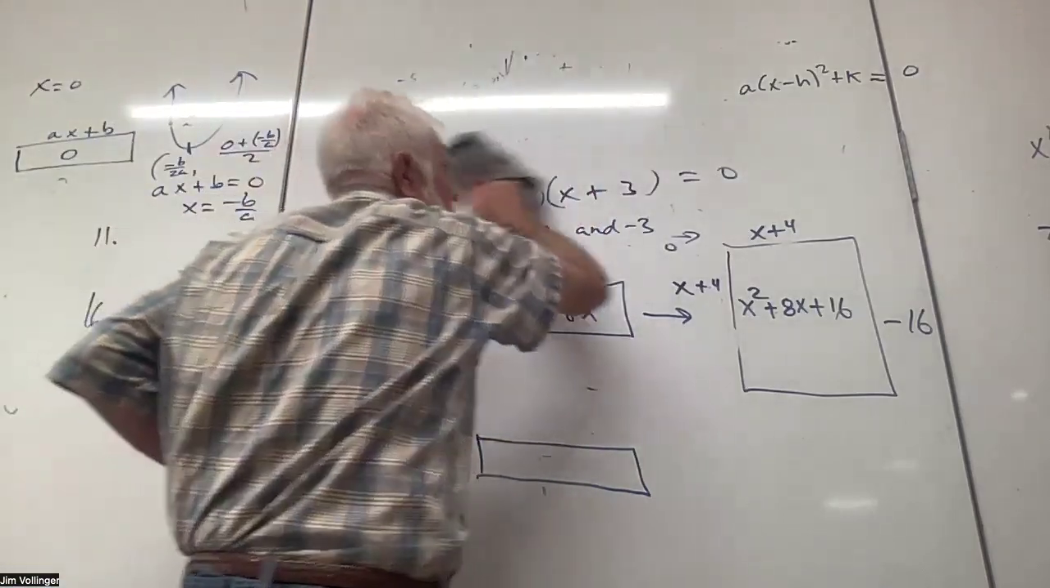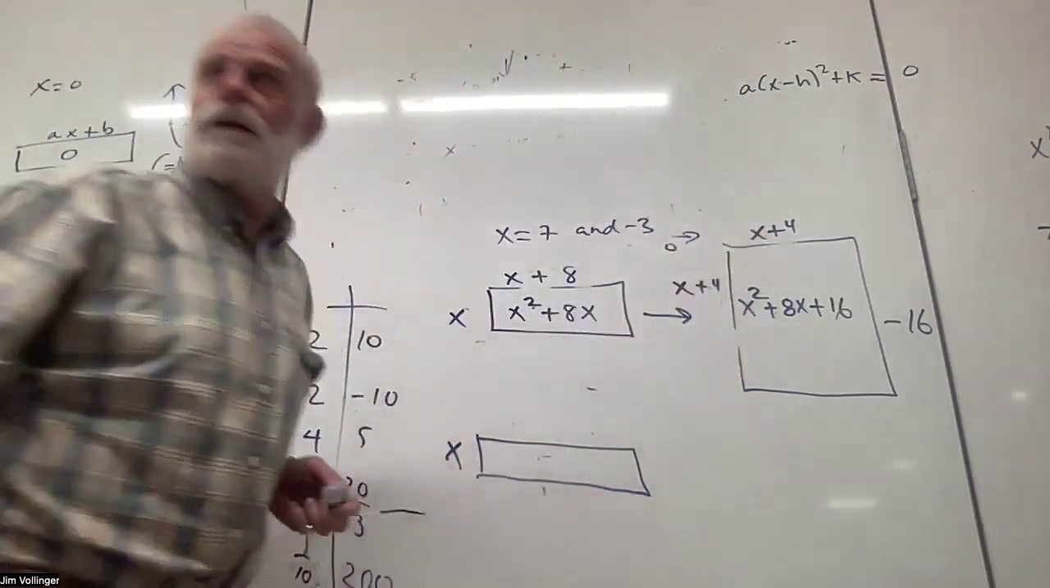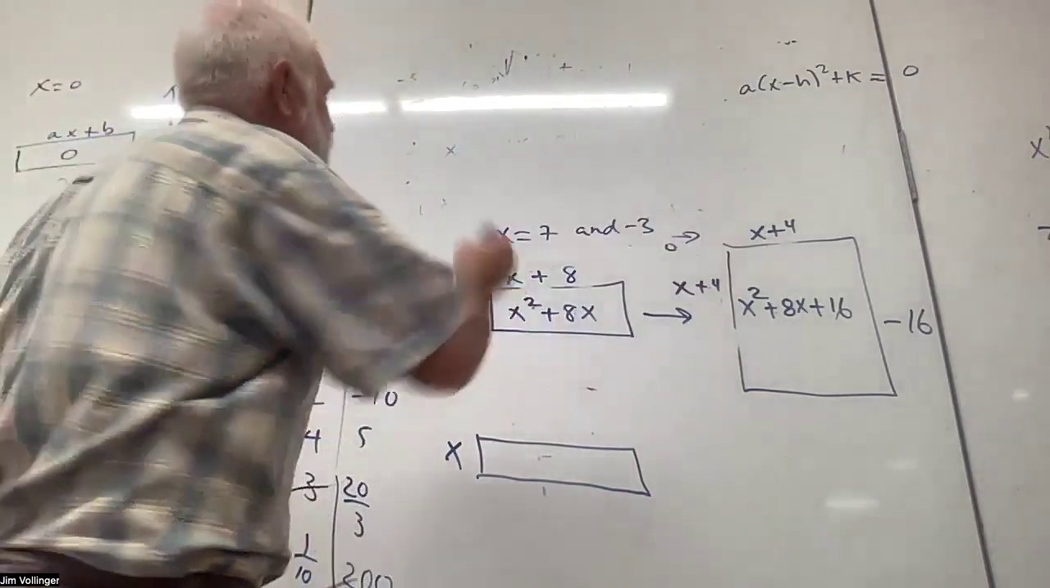So let me give you another type of quadratic. How about x squared plus 10x minus 3?